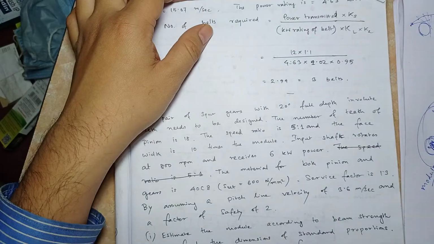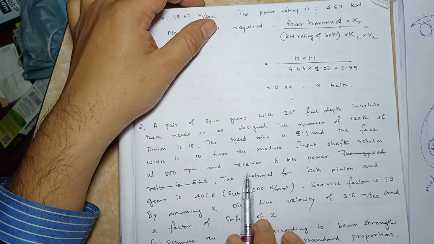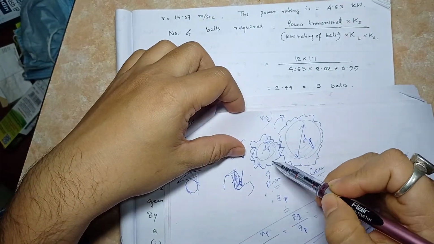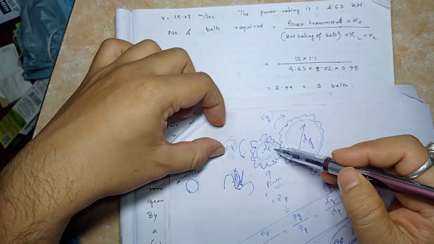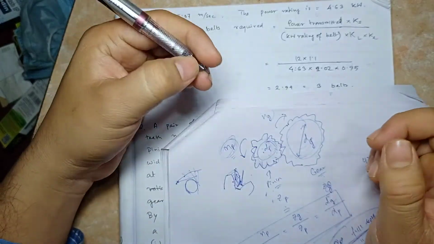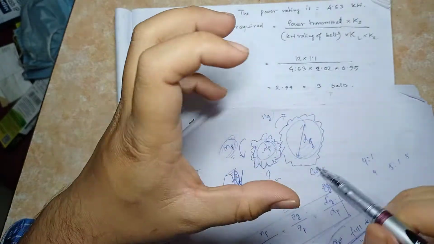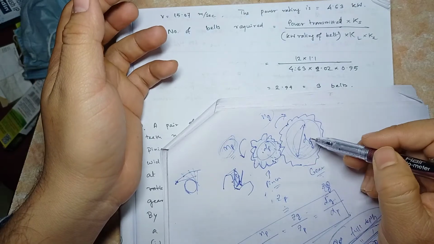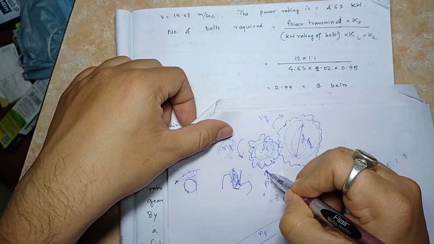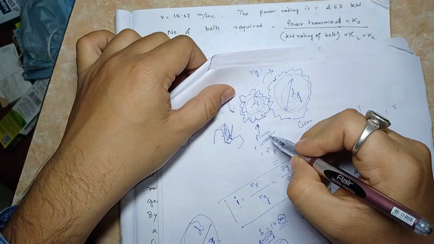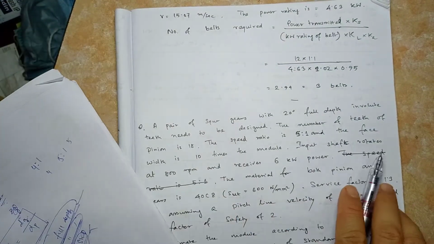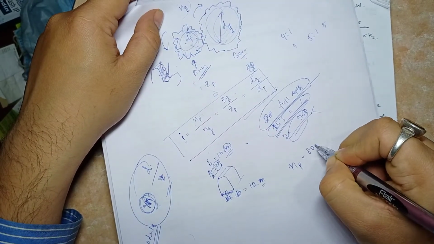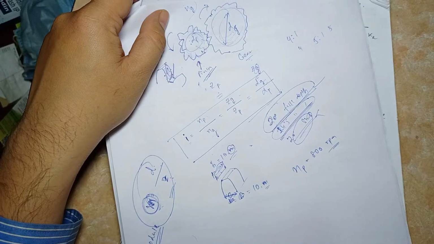Now you see, the input shaft rotates at 800 rpm and receives 6 kilowatts. Normally the input receives power from a motor or any external source, and delivers power to the gear. Normally we provide power to the pinion. So the input shaft speed means the pinion speed, NP, which is given as 800 rpm.